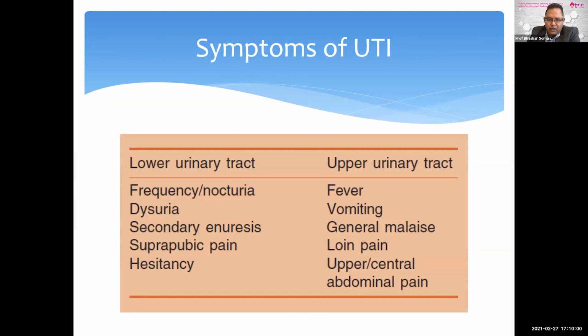Symptoms, we probably all know. Lower urinary tract symptoms are frequency, nocturia, dysuria, secondary enuresis, suprapubic pain, and hesitancy. And upper urinary tract symptoms are a bit more general, such as fever, vomiting, generalized loin pain, upper or central abdominal pain.